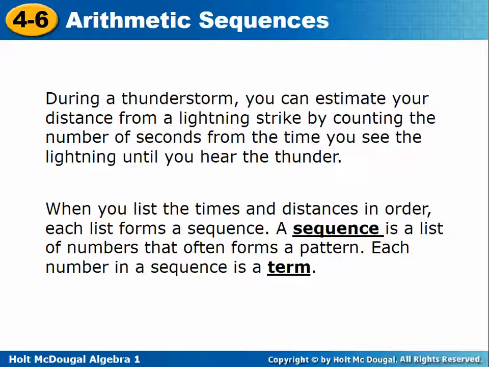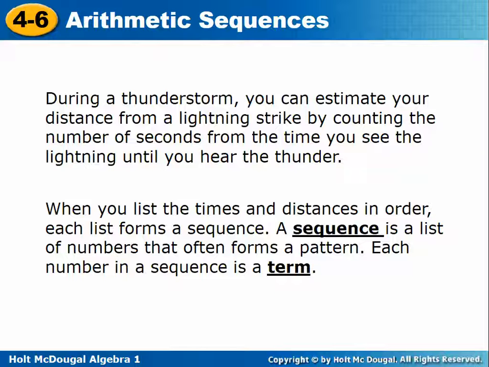So during a thunderstorm, you can estimate your distance from a lightning strike by counting the number of seconds from the time you see the lightning until you hear the thunder. Have any of you ever done that before? So you might see the lightning and then start counting and go 1, 1,000, 2, 1,000, 3, 1,000. And when you hear the thunder, then you stop counting.